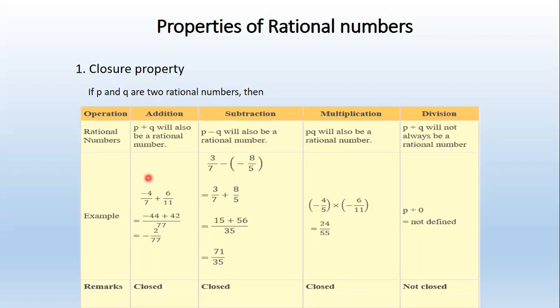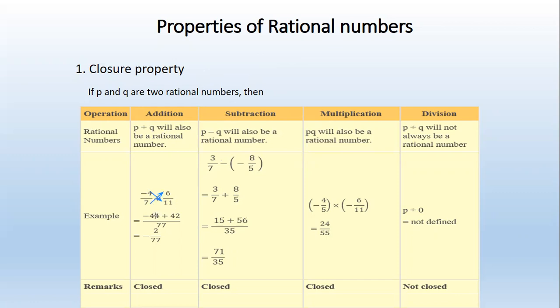Now, when we add two rational numbers, for example, I have taken minus 4 by 7 and 6 by 11. The easy way of adding rational numbers is multiplying the denominators, that is 11 into 7. 11 into 7 is 77. Next, we do the cross multiplication with the numerators, that is minus 4 into 11 and 7 into 6.